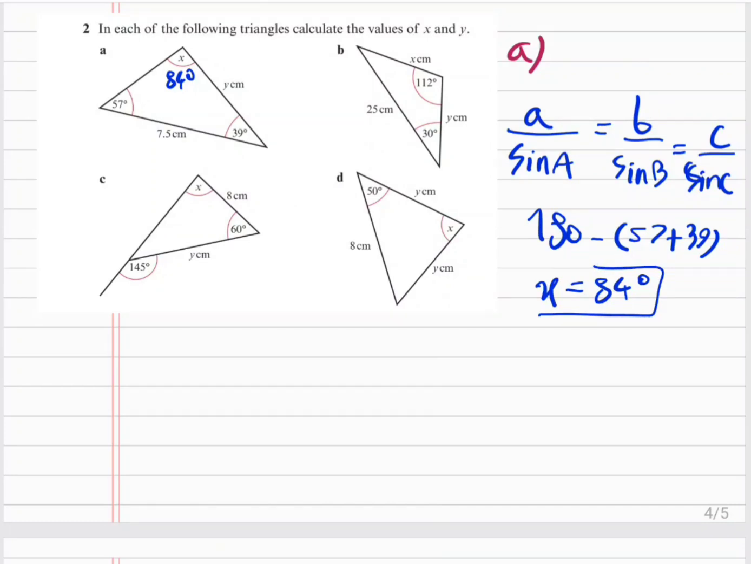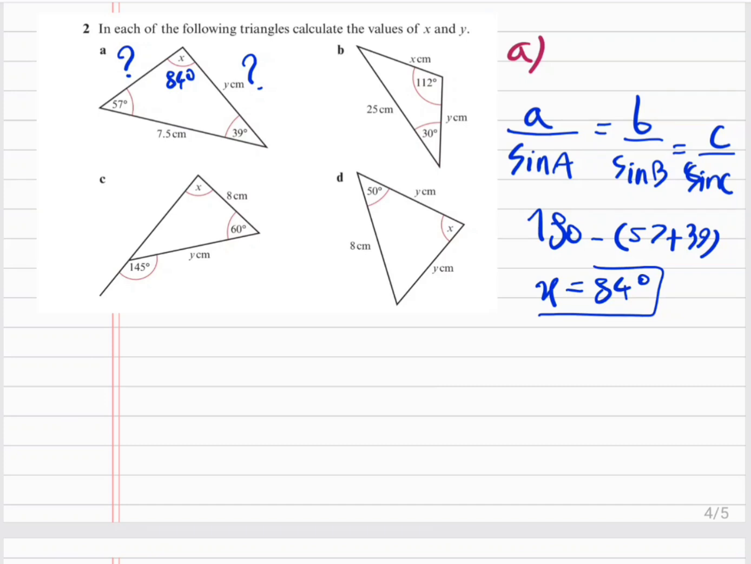So for y, we need to apply the sine rule. That's because we can't use Pythagoras' theorem as we don't have a right-angled triangle, and it's not the cosine rule either. The reason we can't use the cosine rule is because two side lengths are unknown, so the cosine rule is not going to work. But we can use the sine rule.